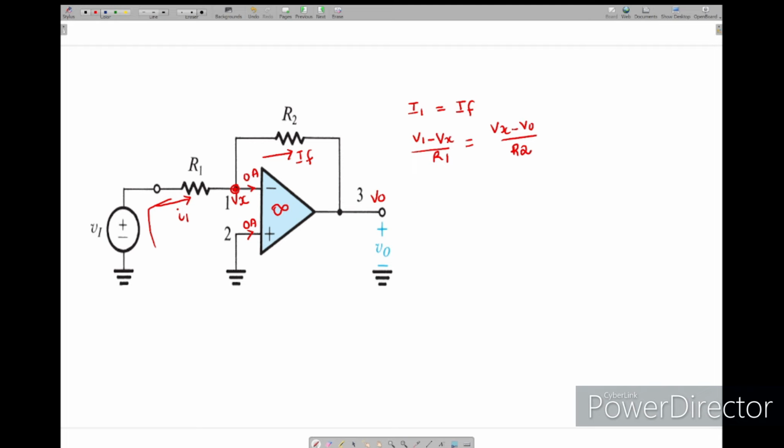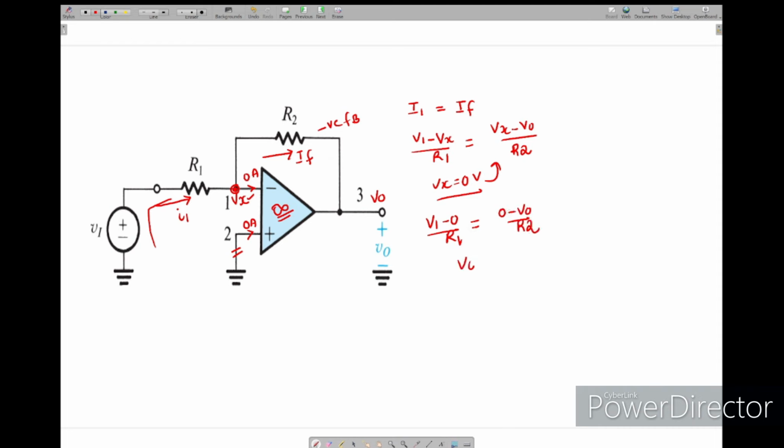Now in the previous lecture I explained the virtual short. We can apply the virtual short here because this is connected to negative feedback and the op amp is ideal. What is the virtual concept? Whatever the potential at this pin will appear here. So by using this, the Vx we got is 0 volts. The same thing we substitute at the top. So V1 minus 0 divided by R1 is equal to 0 minus V0 divided by R2.